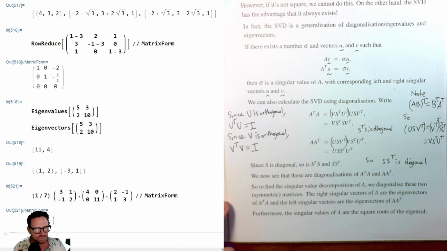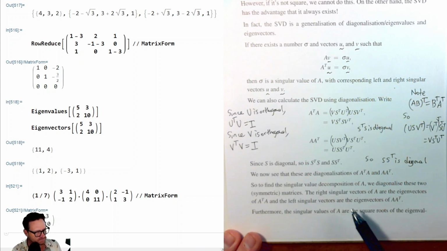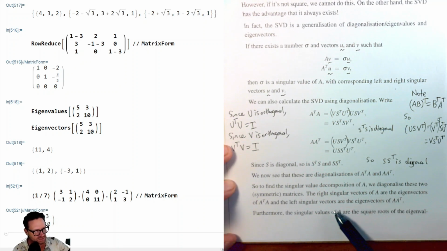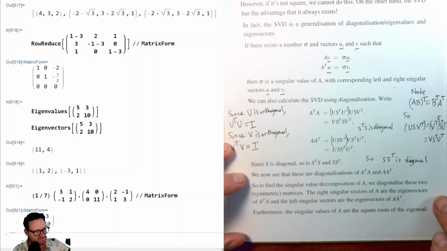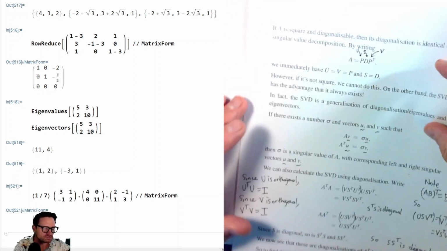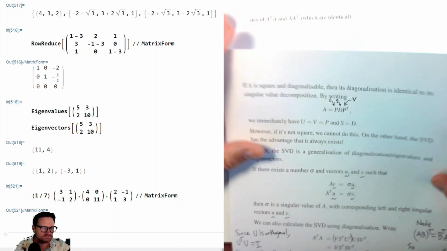Okay, and so what this means is that we can calculate the singular value decomposition by taking eigenvalues and eigenvectors of A transpose A and A A transpose. So we diagonalize the two symmetric matrices. The right singular vectors of A are the eigenvectors of A transpose A, and the left singular vectors are the eigenvectors of A A transpose. Furthermore, the singular values of A are the square roots of the eigenvalues of A transpose A and A A transpose, which coincide. They are identical.